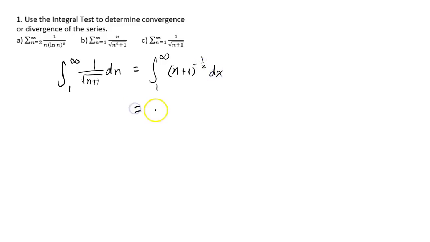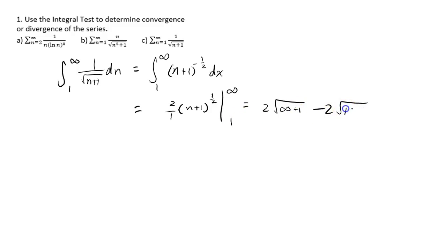That's easily integrated by the power rule, which says you add 1 to the power. 1 plus negative 1/2 is positive 1/2, and you put the reciprocal in front, which is 2 over 1, and you plug in infinity and 1. So that gives you 2 times square root of infinity plus 1, minus 2 times square root of 1 plus 1, when these two are put in.